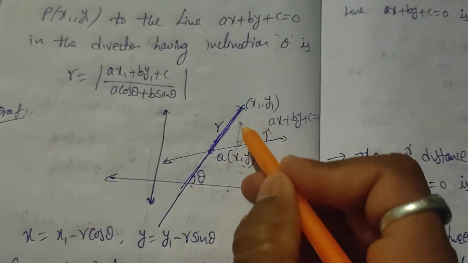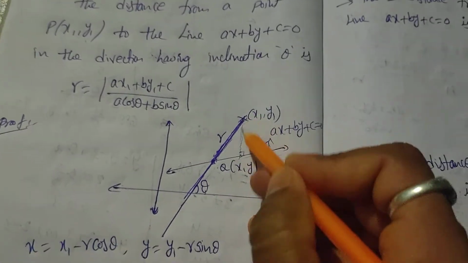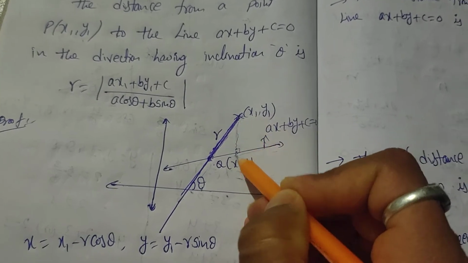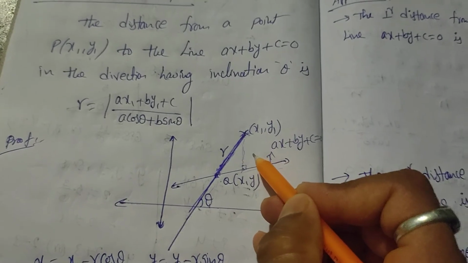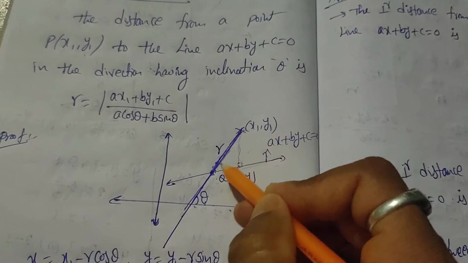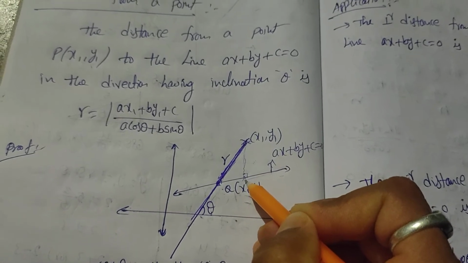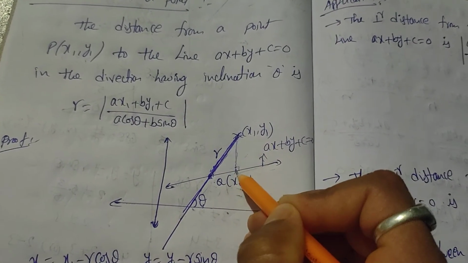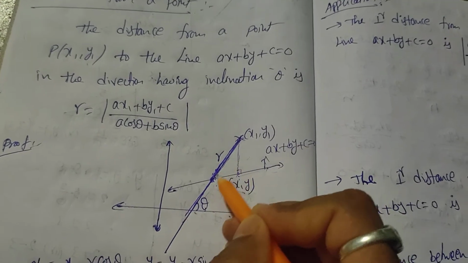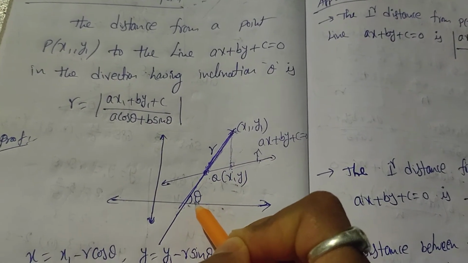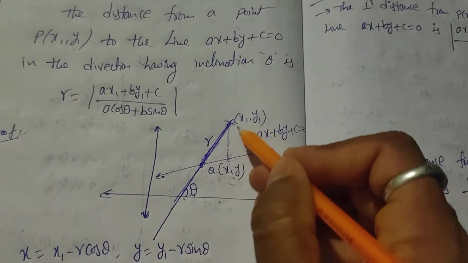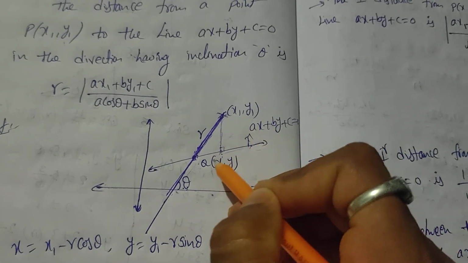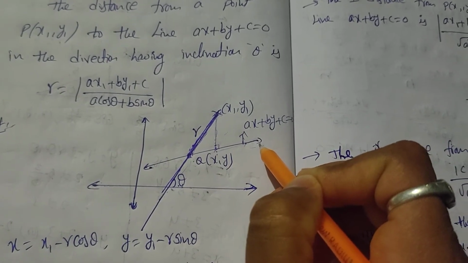How can you get this? Suppose it is the perpendicular direction, and we are going to find out this length. It is r, so we need to find this r. Then this direction changes to this direction, so you can say this line is perpendicular to this line. What is the slope of this line? If the inclination is theta, it is tan theta. Suppose this line's direction goes in this way such that it is perpendicular to ax + by + c = 0.